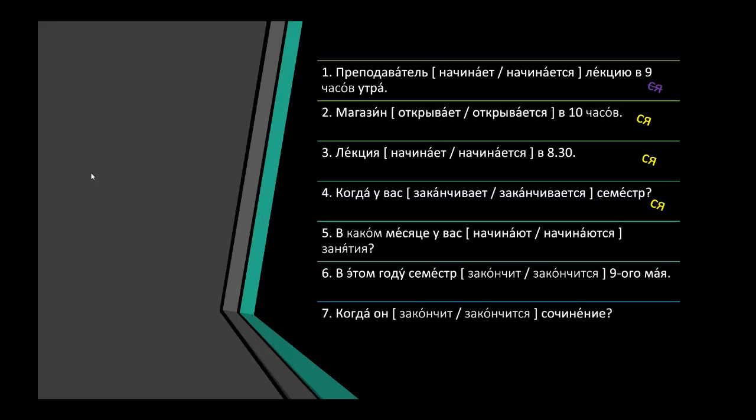В каком месяце у вас начинается занятие? Занятие here is the subject, which means there's not going to be a direct object, which means there's going to be ся. В этом году семестр закончится 9 мая. Here we have semester is the subject. It's not going to have a direct object, and so it's going to involve ся. 7. Когда он закончит сочинение. Here, он represents a person. We see the direct object сочинение, so there is going to be no ся.